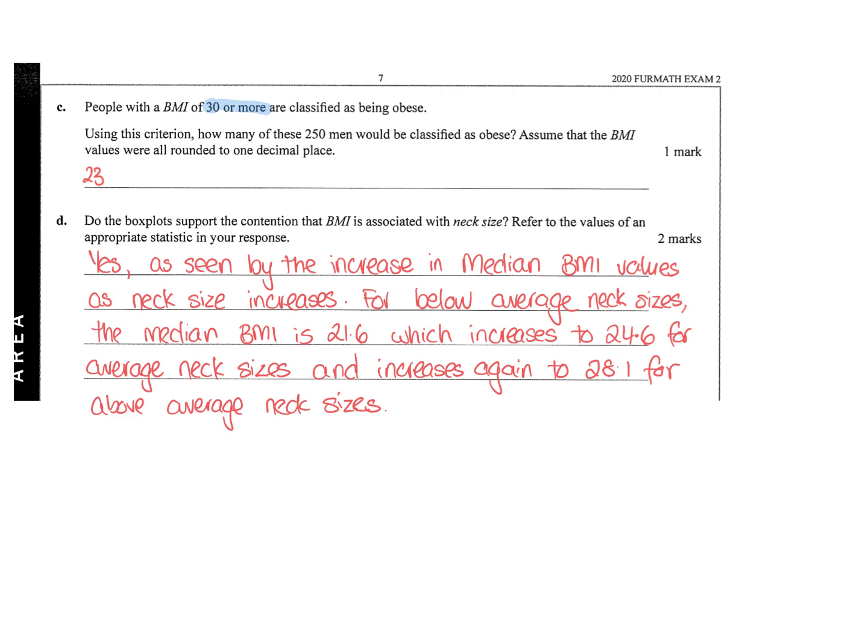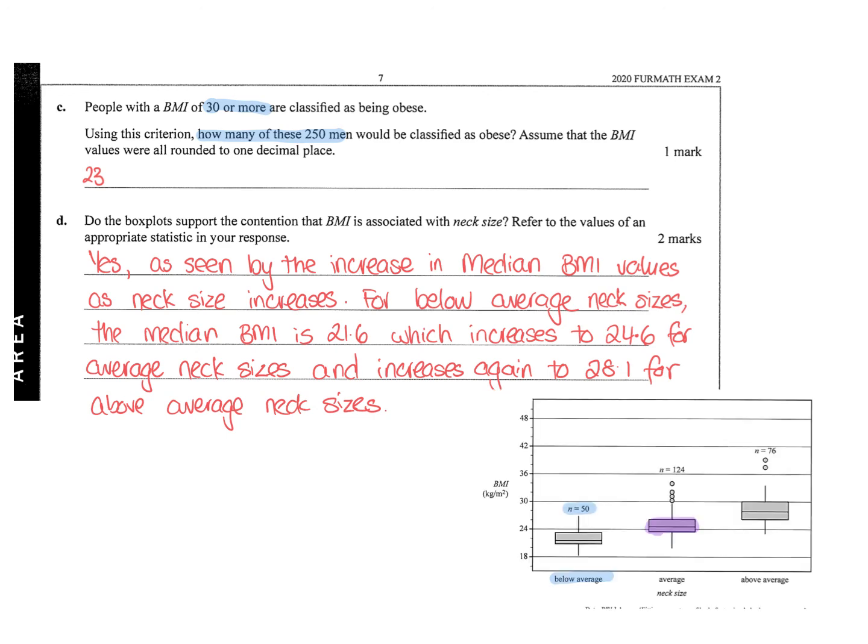People with a BMI of 30 or more are classified as being obese. Using this criterion, how many of these 250 men are classified as being obese? So we need to be looking at this box plot. We're looking for the number 30. You can see that is along here. So here's the 30 line. So any above that are obese. So we want to know how many of them are there.